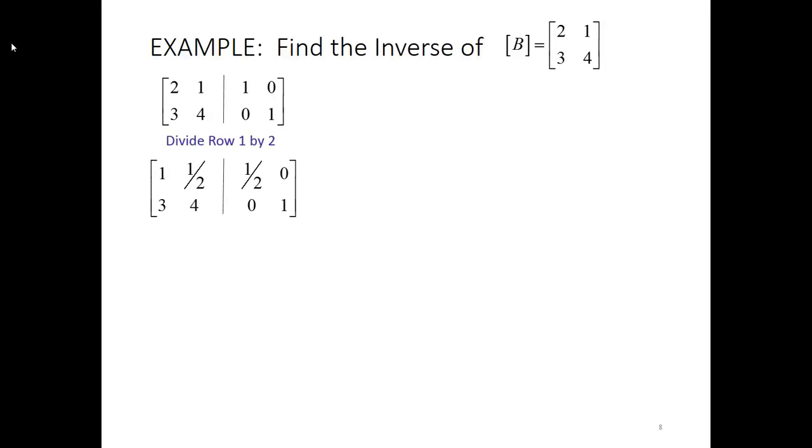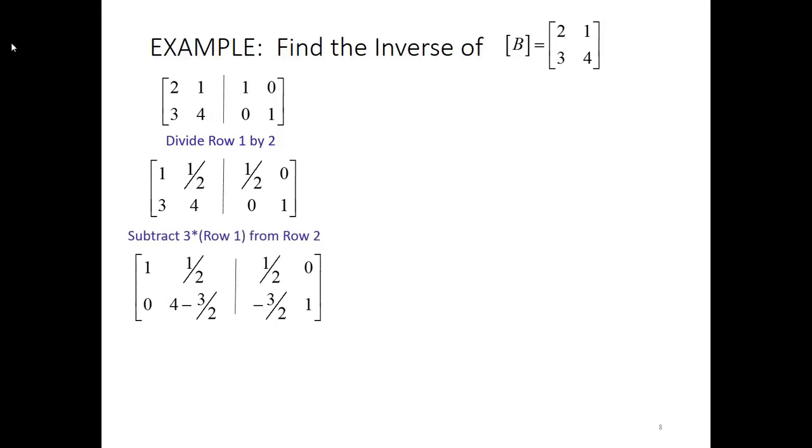The first thing I'm going to do is divide row 1 by 2. That just gives me a 1 in the first term, and that's my pivot term for moving forward. Next, I'm going to subtract 3 times the first row from the second row. The row operations allow us to add or subtract rows from each other. That eliminates the 3 in the lower left term, which is nice. It's getting me closer to the identity matrix. But of course, things are getting a little bit more messy. As we can see here, we end up with 4 minus 3 halves, and then a negative 3 halves, and then the 1 is unchanged.